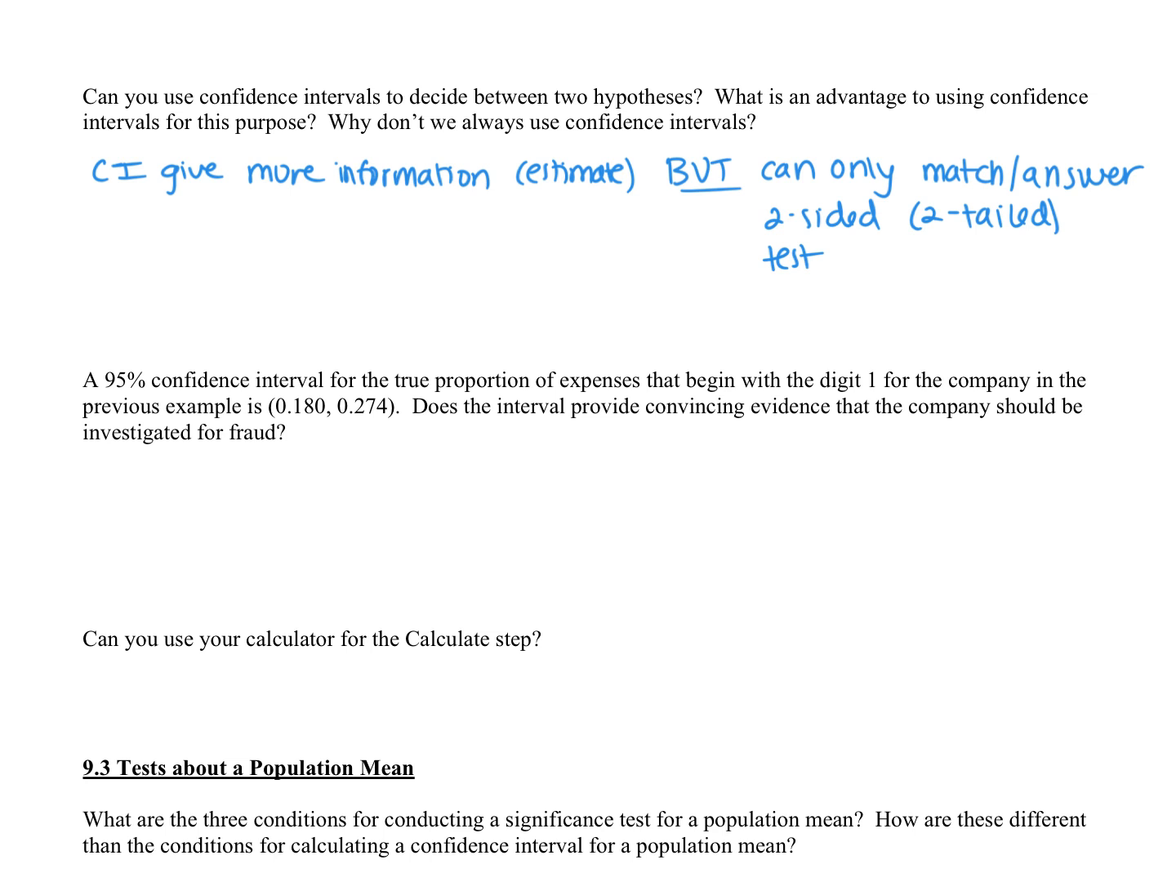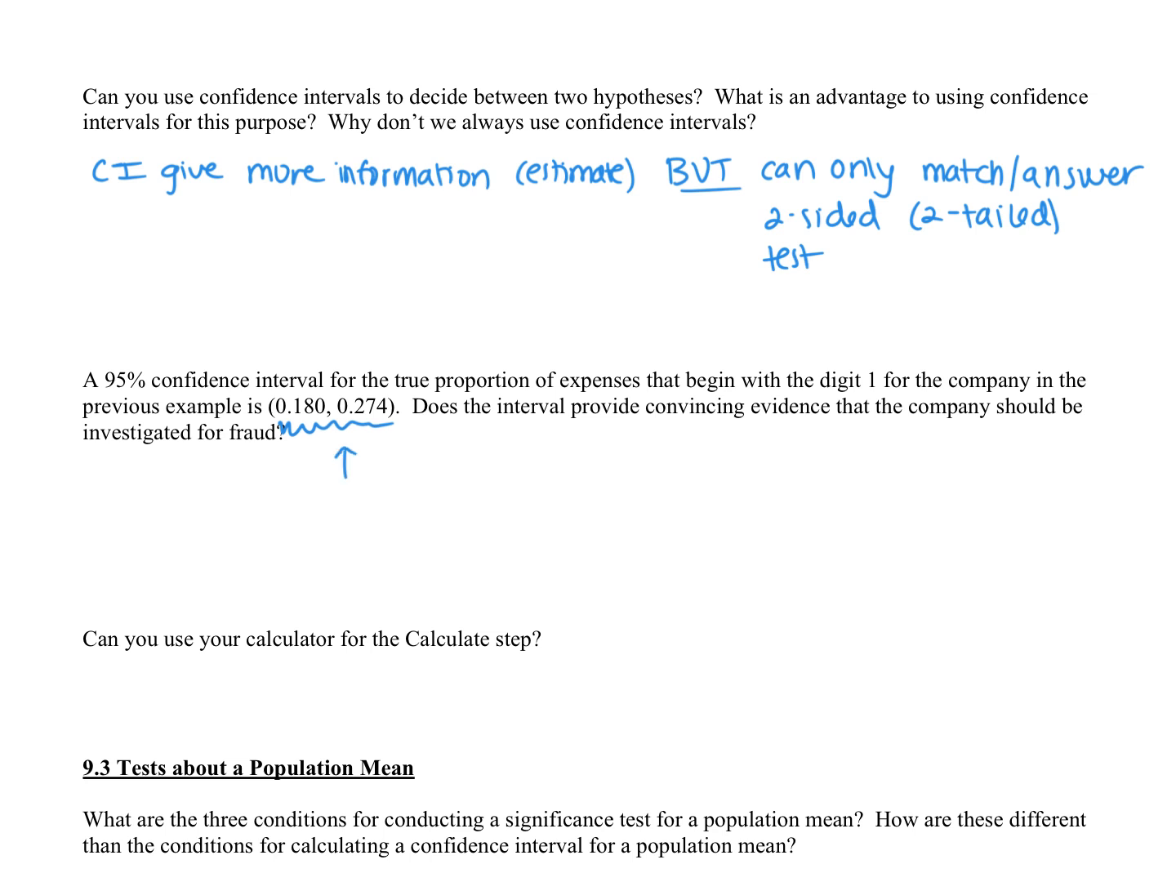So here would be an example. If we used the same data from the example that we just did and did a confidence interval, this is the confidence interval that we would have gotten. And so if we ask, does the interval provide evidence that the company should be investigated? We're going to say yes.